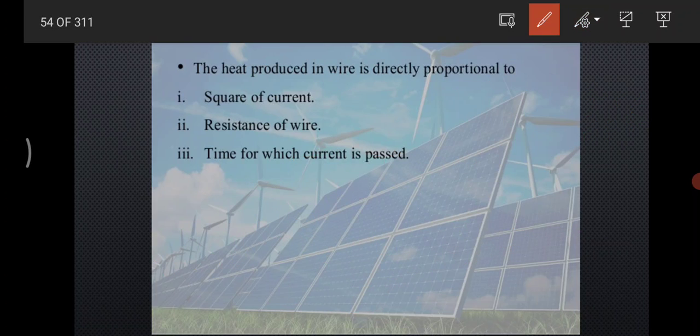If they ask you what is Joule's law of heating, you are going to write this one. Joule's law of heating says that heat produced in a wire is directly proportional to the square of the current, the resistance of the wire, and third, the time for which the current is passed.